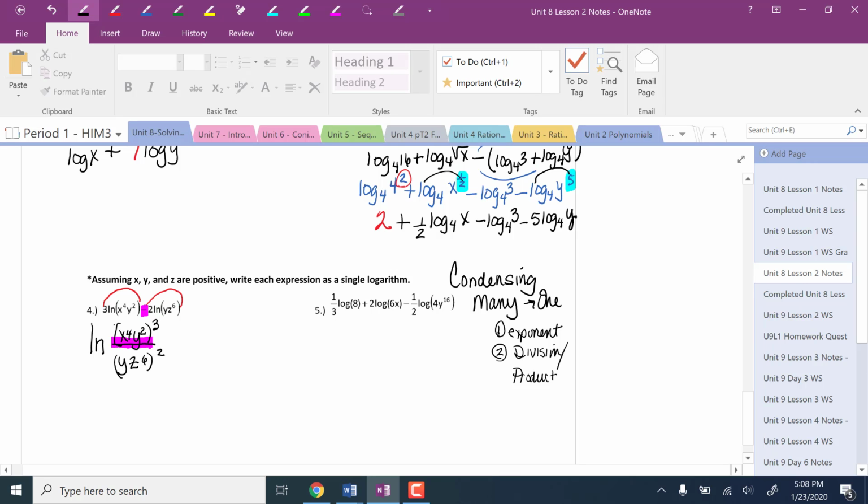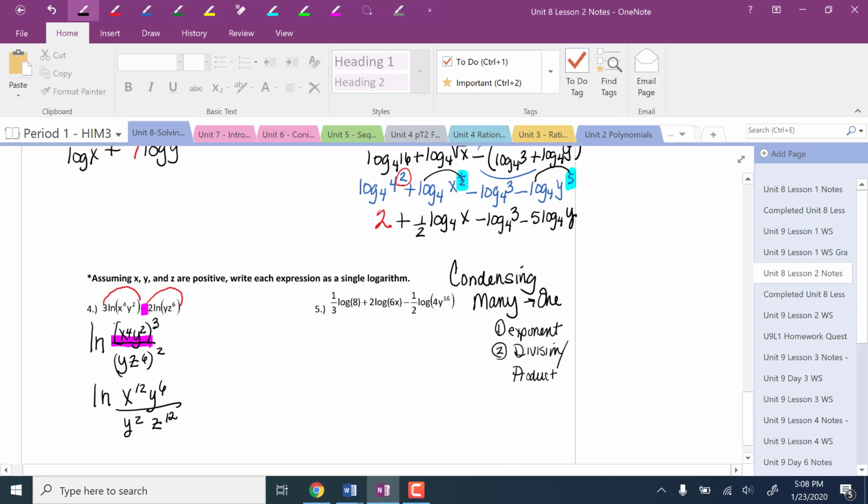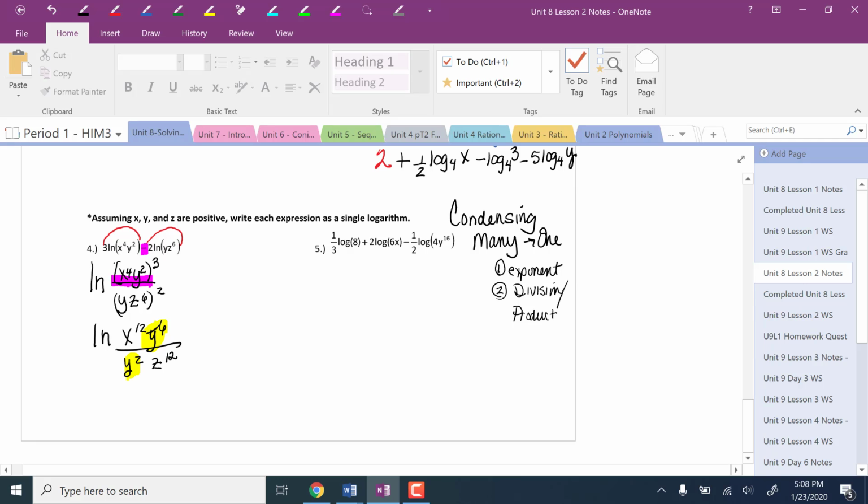Now we've got to use some properties of exponents and possibly do some simplifying. So my quotient here would really be x to the 12th, y to the 6th over y squared z to the 12th. And we notice we've got the same base in the numerator as in the denominator, so we're going to operate with the exponents and have the natural log of x to the 12th, y to the 4th, all over z to the 12th.